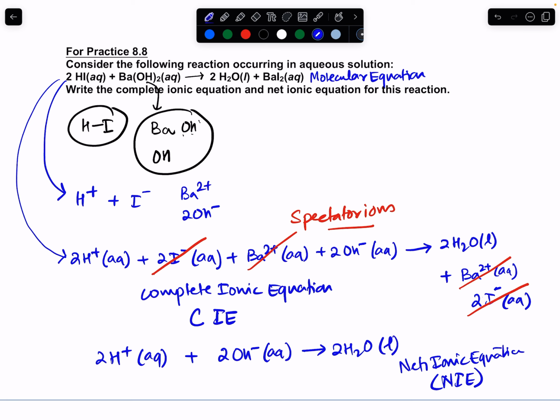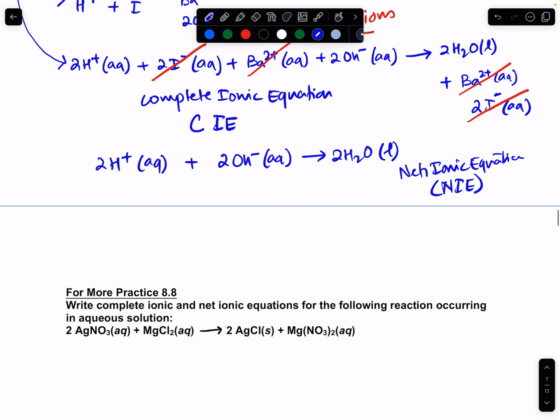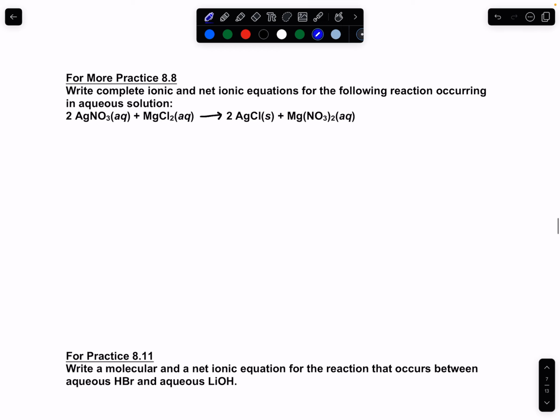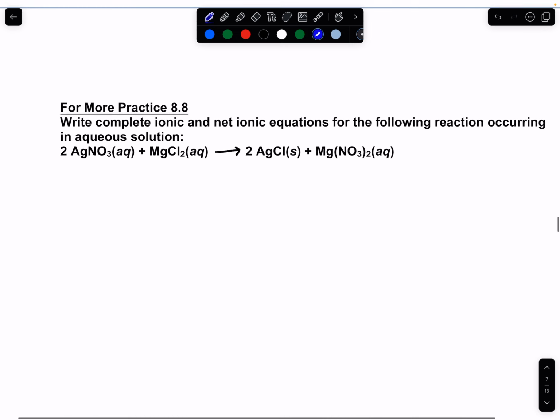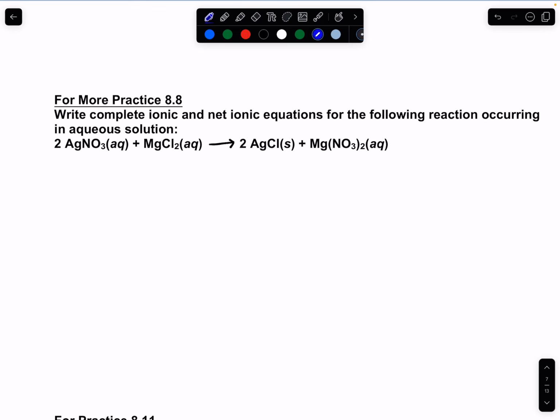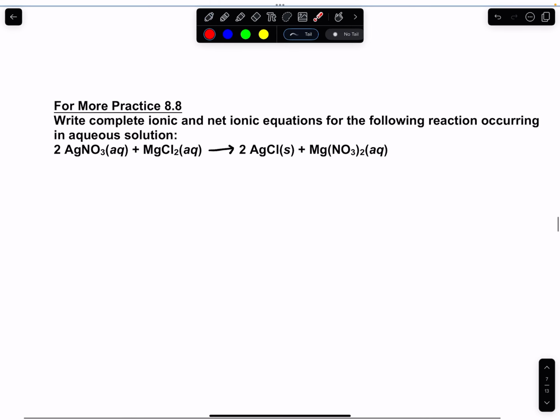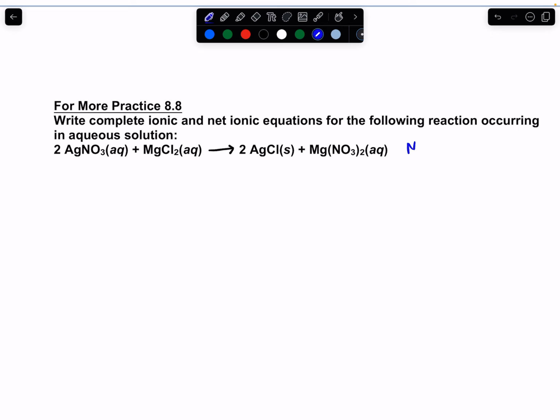All right, let's do another problem. Let's zoom in a little bit so we can focus on this problem. Okay, same instructions in this problem. We have to write the complete ionic equation and net ionic equation. What we have is the molecular equation. I'm going to abbreviate the molecular equation as ME. Let's break this down into its constituent ions, only the ones with (aq).